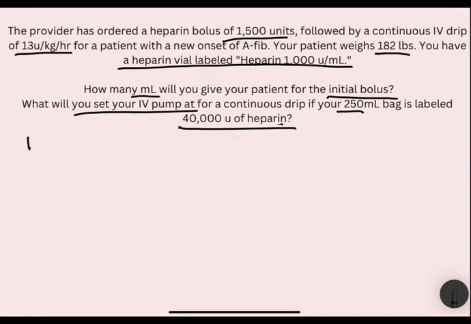Now we can figure out the IV drip. So this is going to be a continuous infusion by a pump. We know we can give it either via gravity, which will have a drop factor in it, or if it's a pump, it's going to automatically be milliliters per hour. So that is our goal.